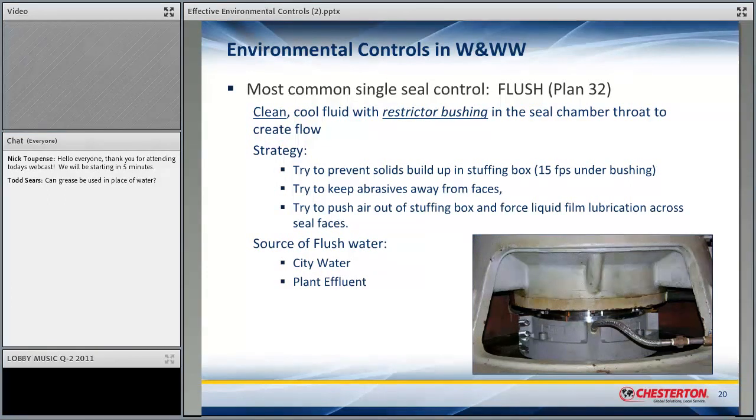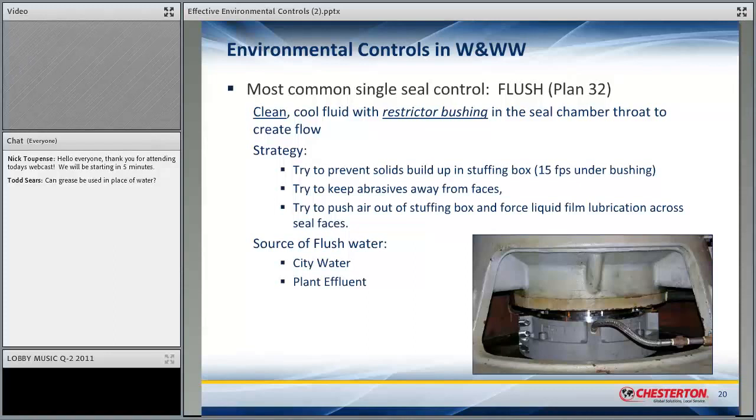Once again, the most common single seal environmental control that's used in the water and wastewater industry is called a flush, or Plan 32. It's a clean, cool fluid with a restriction bushing in the seal chamber to create a flow. The strategy being we're trying to prevent solids building up in the stuffing box. We want to have a certain flow underneath that throat bushing in the seal chamber, around 15 feet per second. So what we're doing is we've changed the game.